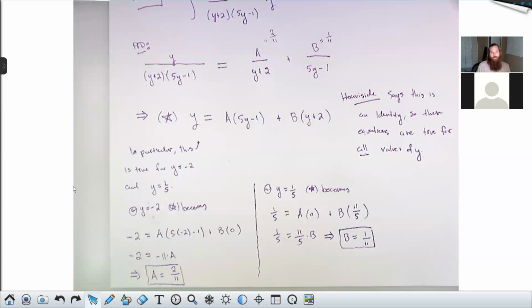So this was Heaviside's observation, that I can take this expression that I get after clearing the denominators and plug whatever I want in for y. It's an important observation because certain values of y make this thing really nice, namely the values of y that make this 0 and the values of y that make this 0. So those are the values that we plug in. Plugging either of those numbers in will allow me to solve for one of the coefficients.